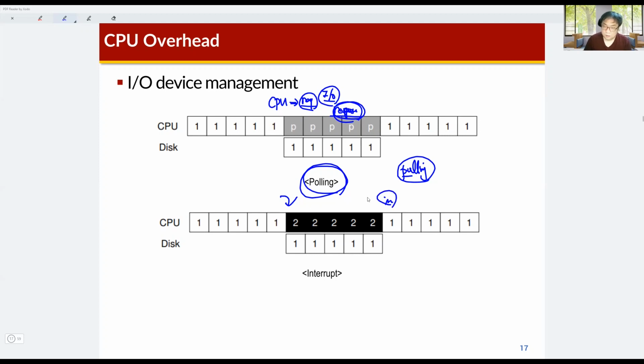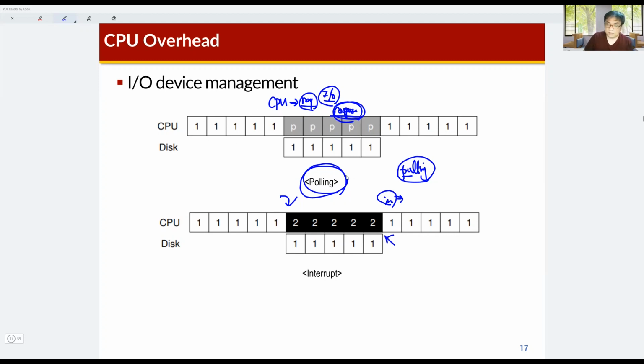So the interrupt is given from this I/O device when the request is serviced by the I/O device. Request is done by the I/O device. Then the interrupt is raised, then the CPU can continue its previous task. So that is the interrupt-based control.